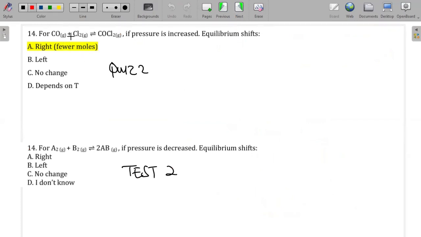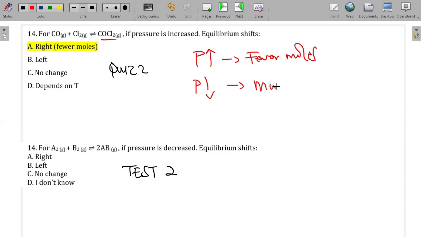They're saying for the reaction, carbon monoxide plus chlorine gives this product. If pressure is increased, equilibrium shifts, okay? So here, if the pressure is increased, then this is going to favor the side with the fewer molecules, or the fewer moles. If pressure is decreased, the equilibrium is going to favor the side with more moles or more molecules, okay? So here I have this equation here.